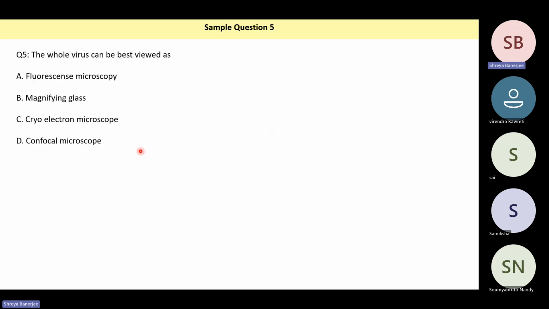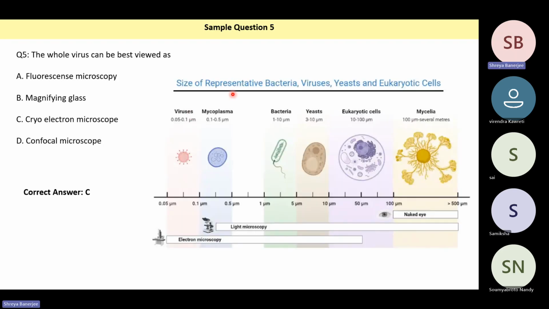Then the whole virus can be best viewed using what? Cryo-electron microscope. So viruses we have seen are very small. You can see the viruses are around 0.05 to 0.1 micrometer. That is beyond the range of the light microscope, and only an electron microscope can be used to visualize viruses. So the answer is C, that is cryo-electron microscope.